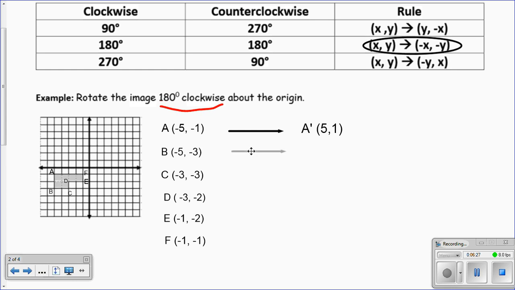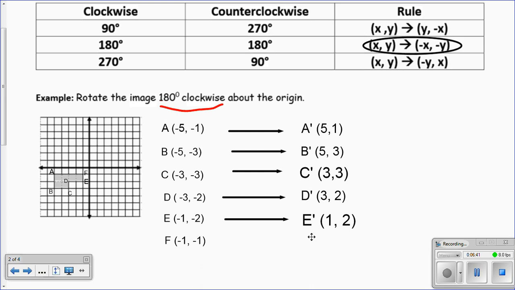B becomes B prime, which is (5, 3). C becomes C prime, (3, 3). D becomes D prime, (3, 2). E becomes E prime, (1, 2). And F becomes F prime, (1, 1).